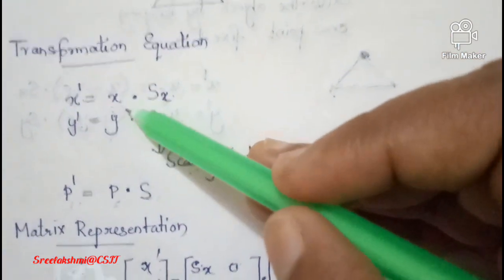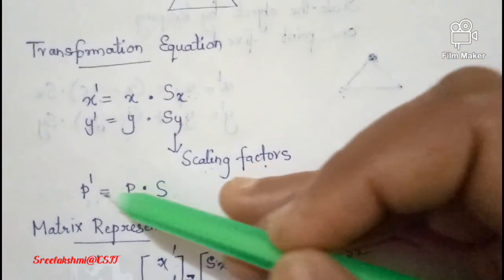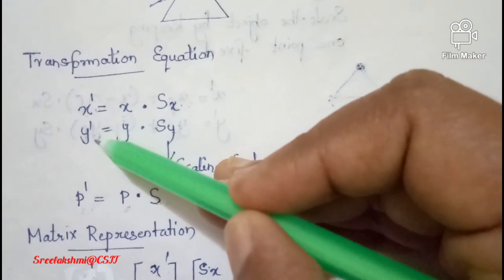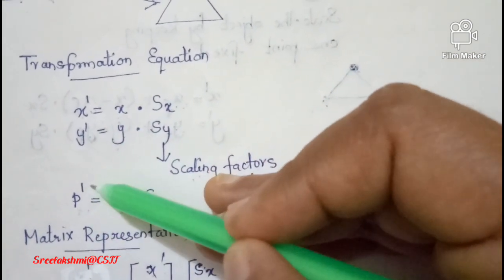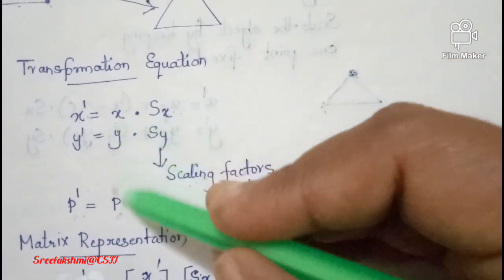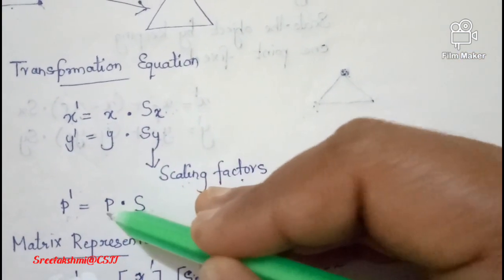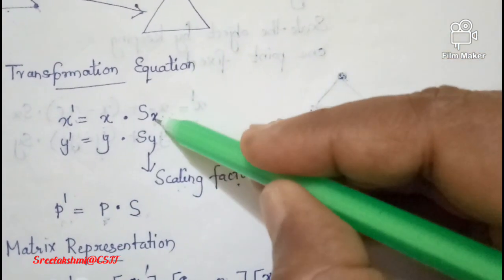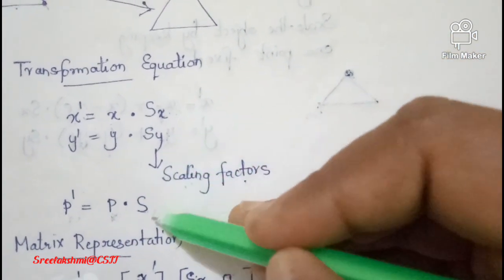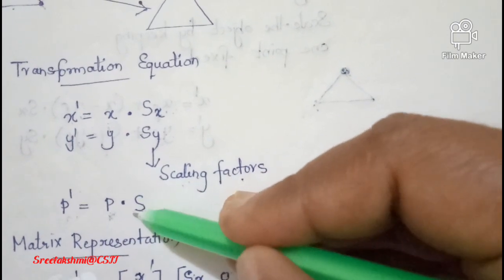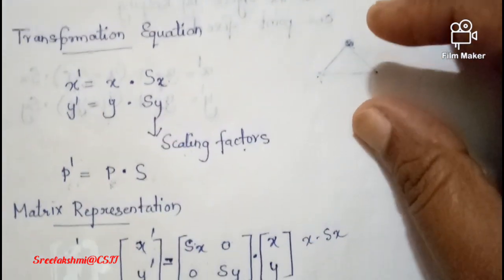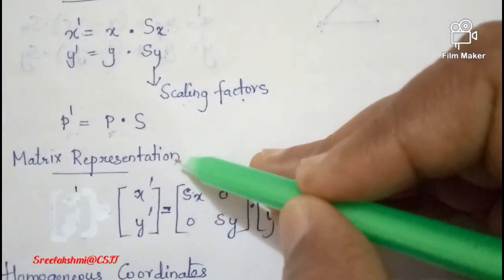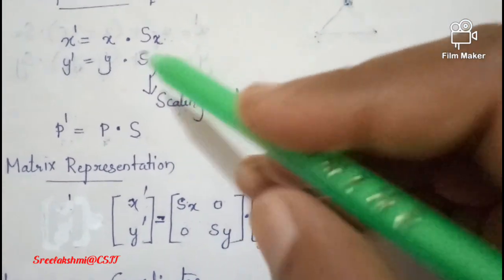Now the same equation can be written in terms of points also. x dash y dash corresponds to the new position and can be written as P dash. xy corresponds to the previous position, that is the position before scaling, and it can be represented as P, and sx and sy together can be represented as the scaling transformation, which is S. Now this above equation can also be represented in the form of a matrix. Let us see how it can be done.